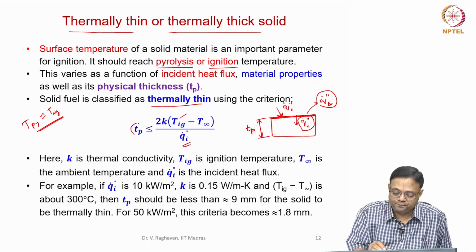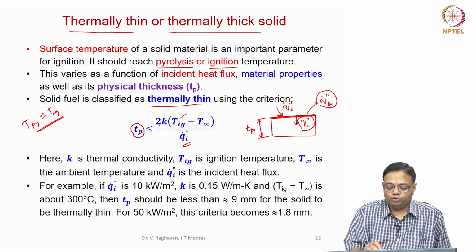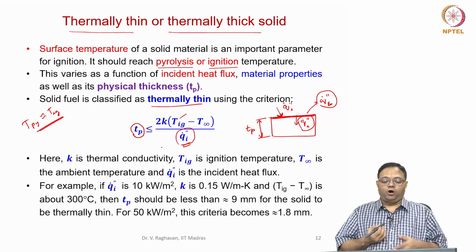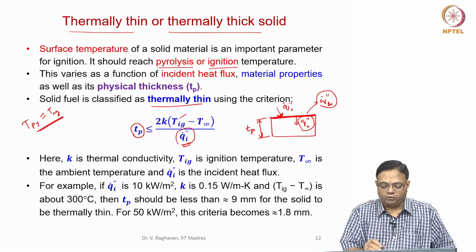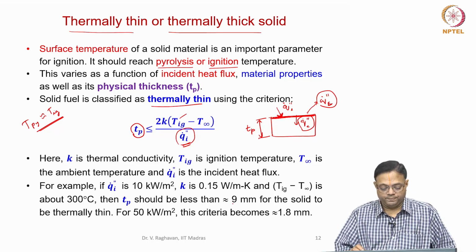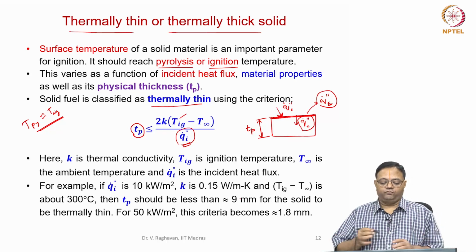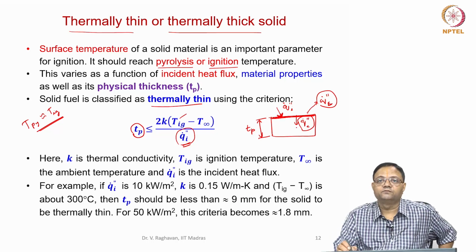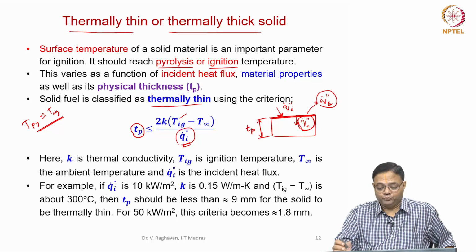Basically, if Tp, the physical thickness, is less than or equal to 2k (T ignition minus T infinity) divided by the incident heat flux, then we can call the solid fuel thermally thin. So, geometrical thickness also plays a role here. If it is less than that, then we can call it thermally thin. When the solid is classified as thermally thin, I need not solve for the conduction inside this. This will be very low.